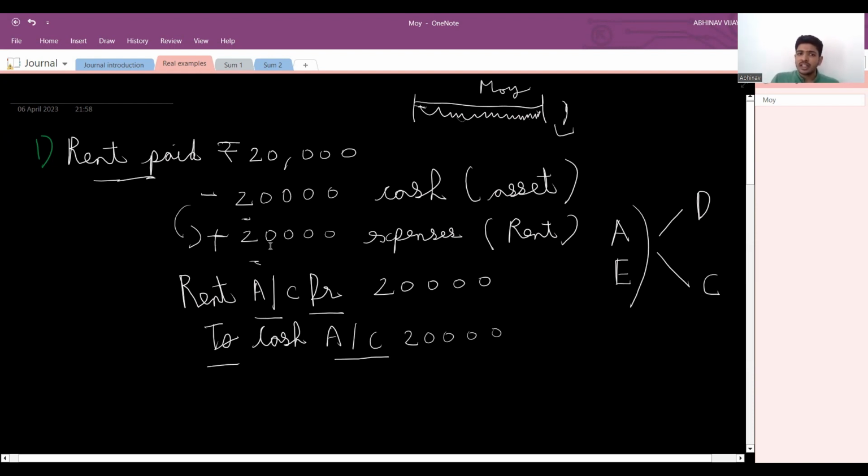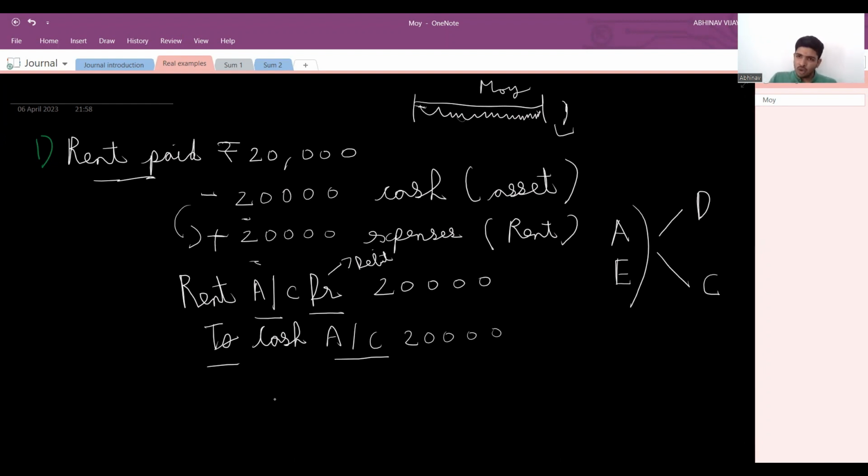Second, expenses. An expense increases by 20,000. So whenever an expense increases, it will be debited. So this is the debit entry. Why is this the debit? Why is this the credit entry? How to identify which is the debit and credit entry? This is another question you can ask. So here, this DR is the short form of debit. You can write debit also, but they've been following DR for a long time. Just follow it, it'll be easy, it'll get over quickly.